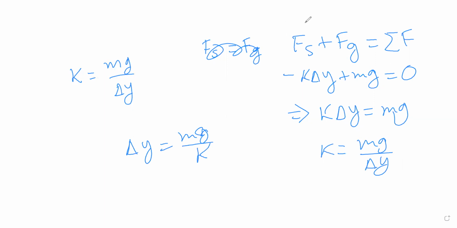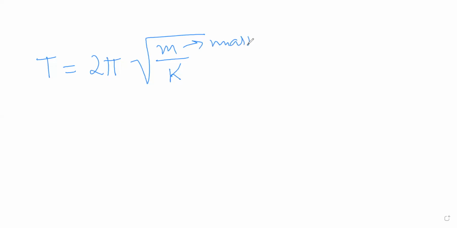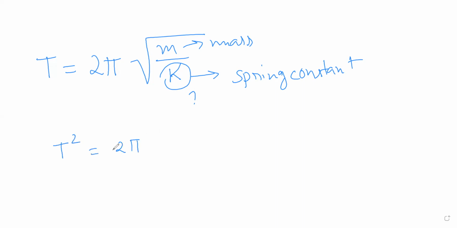One more thing important for harmonic motion: the period you can find by using this formula, T equals 2 pi times the square root of m over k, where m is the mass and k is the spring constant, right? We can also find k by using this formula if you have the period given. How? We just square both sides. 2 pi squared, and if we square these terms, the square and square root cancel out, m over k.